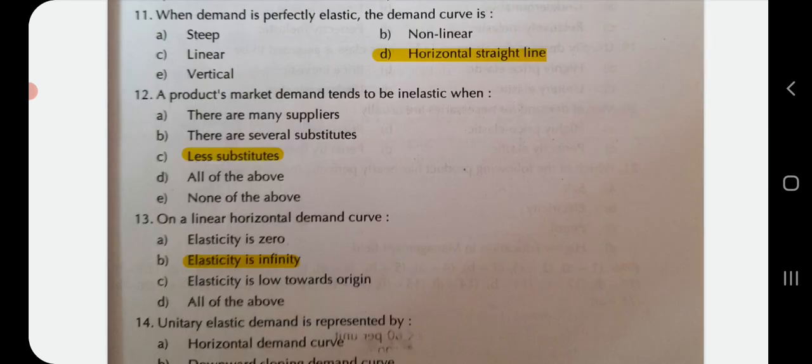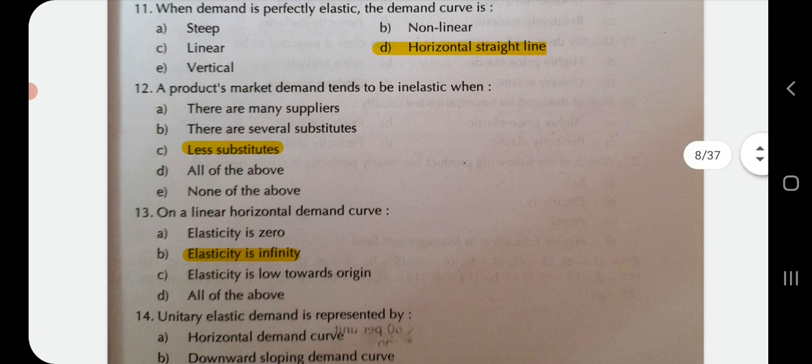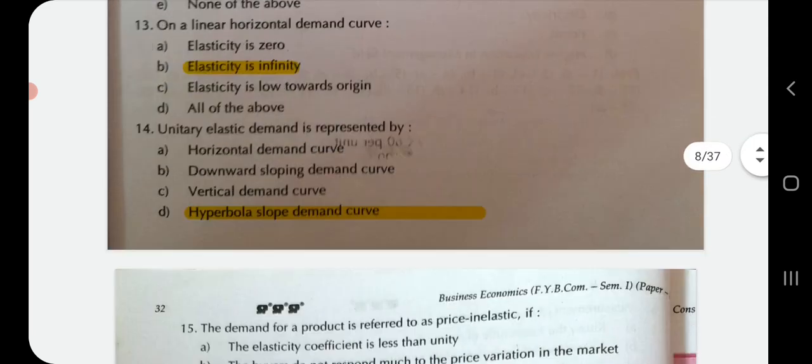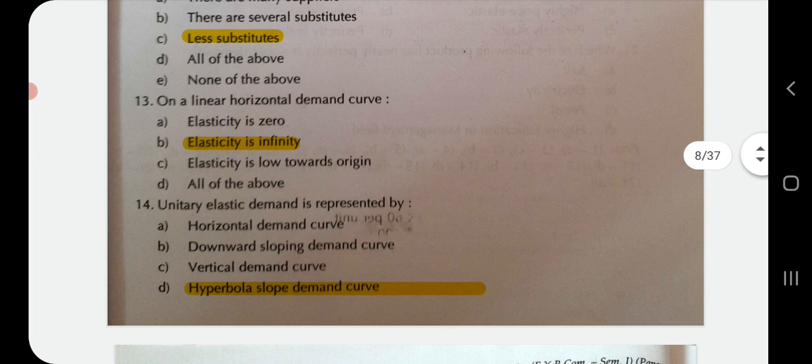12th question, a product's market demand tends to be inelastic when less substitute, and the answer is less substitute. 13th question, on a linear horizontal demand curve dash elasticity is infinity. When there is a linear horizontal demand curve, there will be perfectly elastic demand. It means elasticity is infinity.